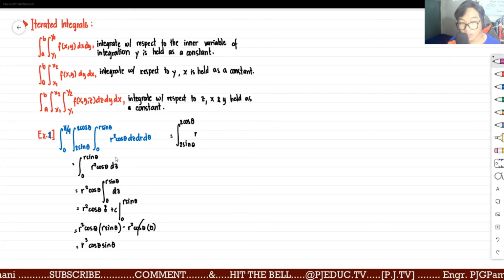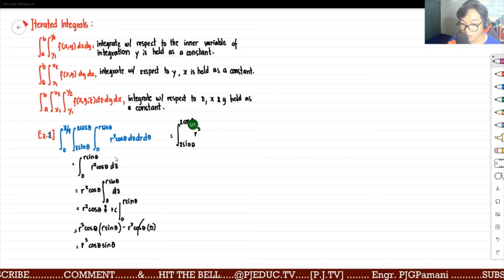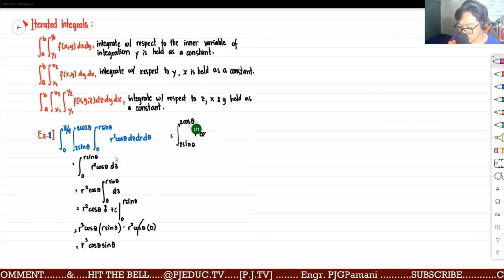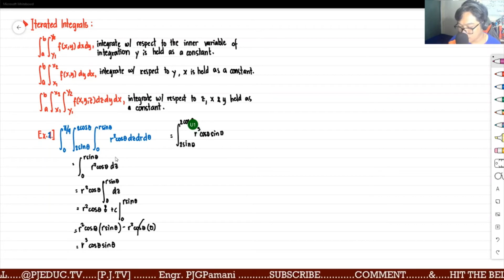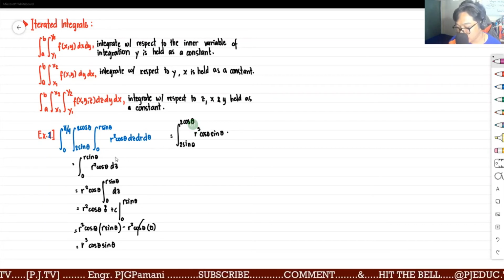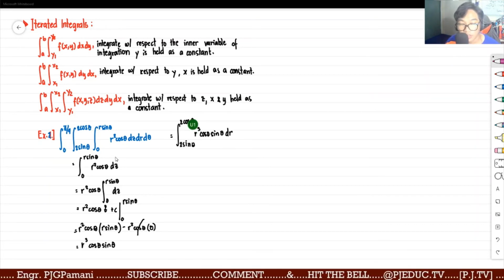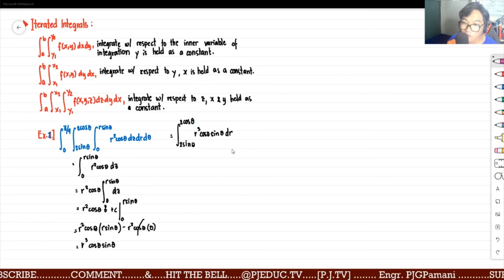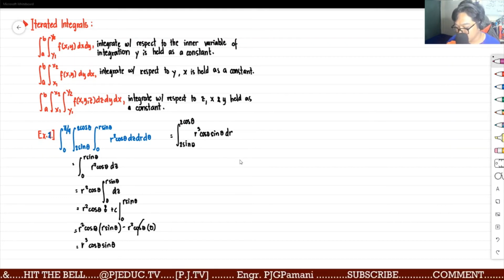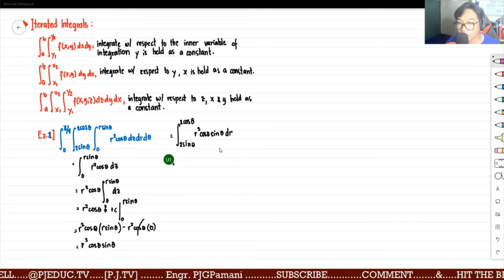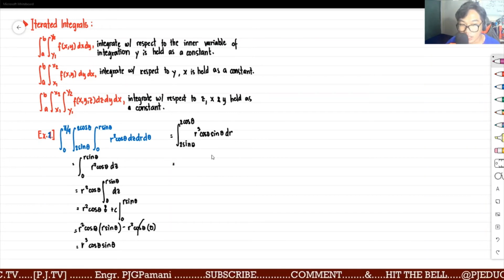With the integrand of r cubed cosine theta times sine theta with respect to variable dr. So, all terms that have no variable r will be considered constant. Okay? Other than that, variable r will be integrated.